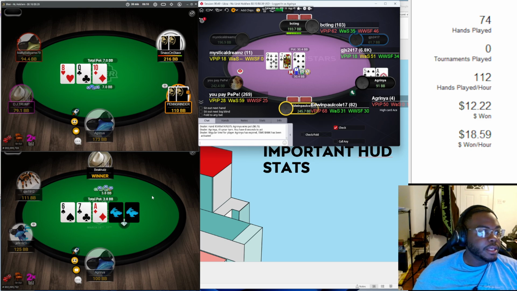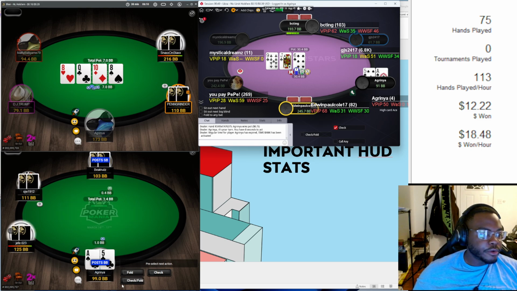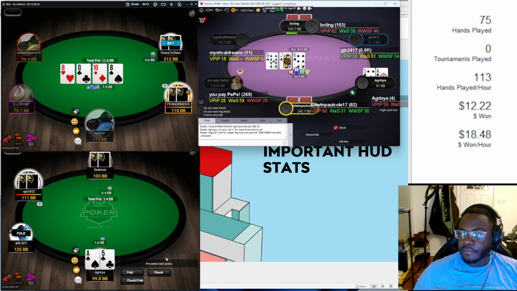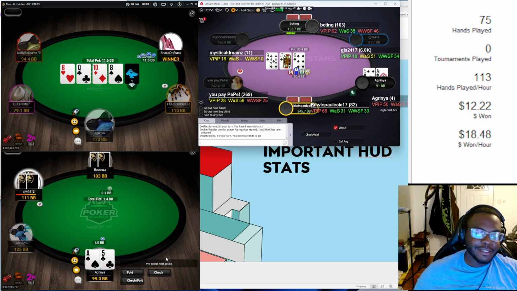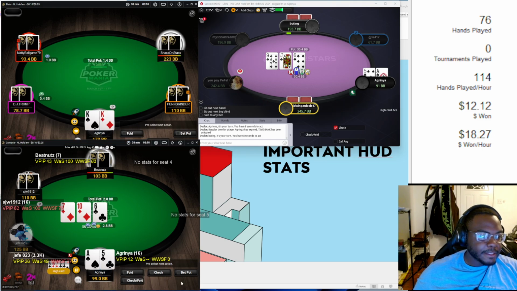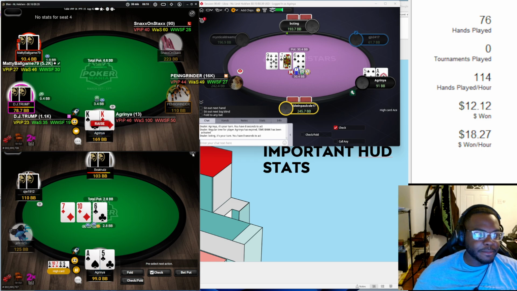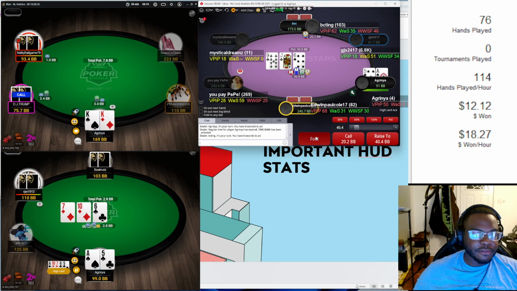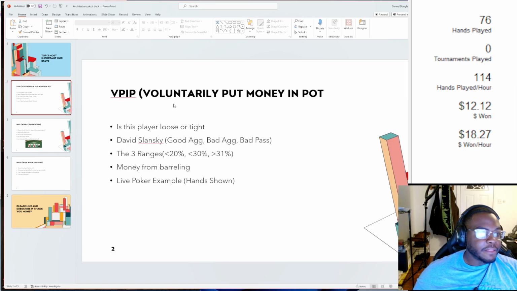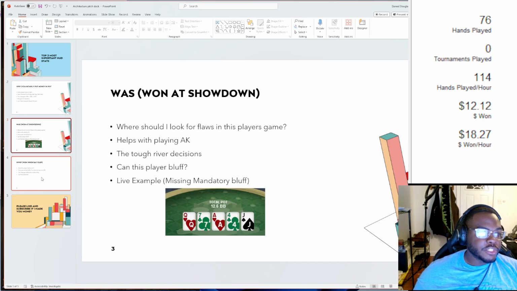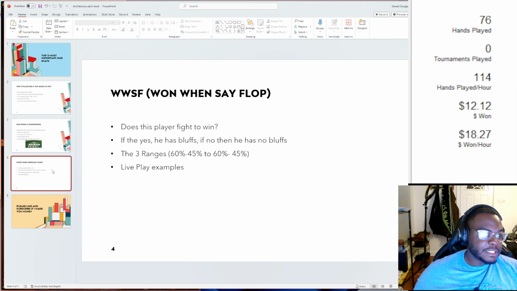Okay. So, what are the top 3 most important HUD stats? All right, let me show you. So the top 3 most important HUD stats are the following, in my opinion. The VPIP, the one at Showdown, and the one when soft flop.